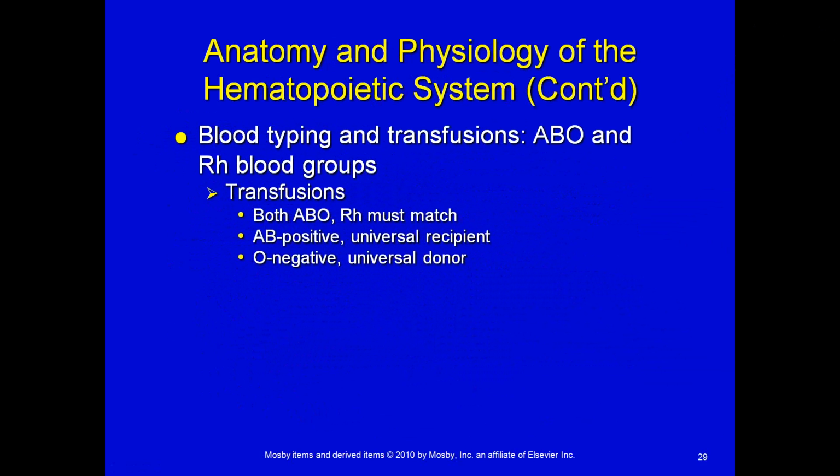AB positive is referred to as the universal recipient, because an AB positive person could receive A blood, B blood, and O blood. O negative is the universal donor, because all patients could receive O negative blood in an emergency.